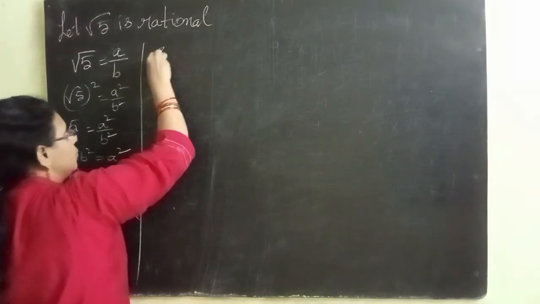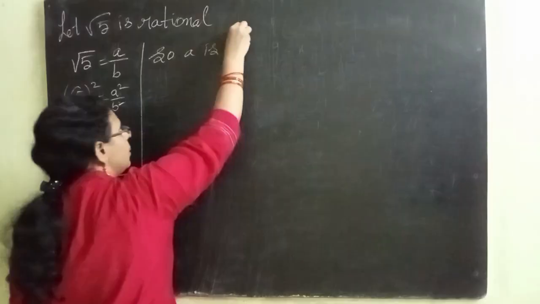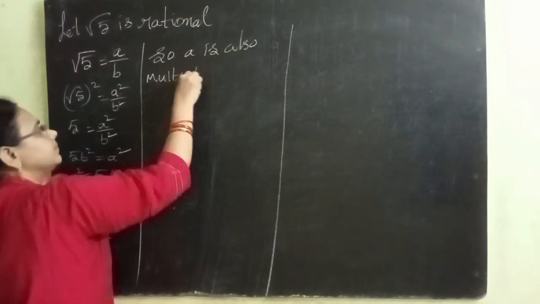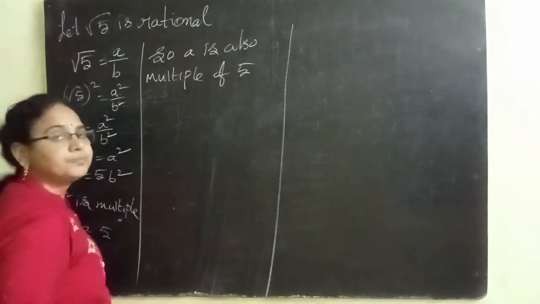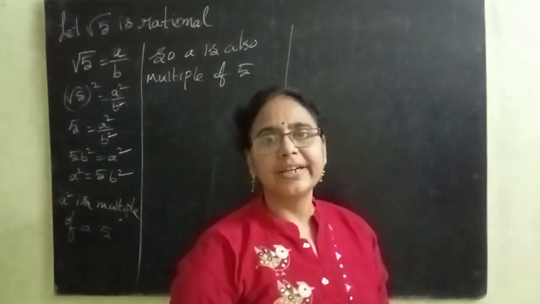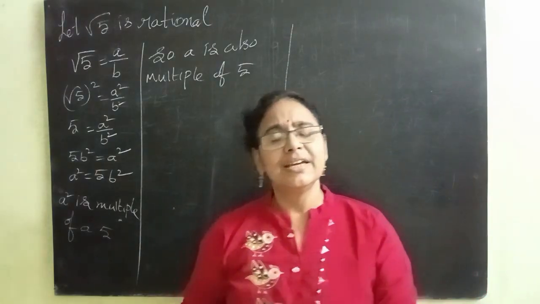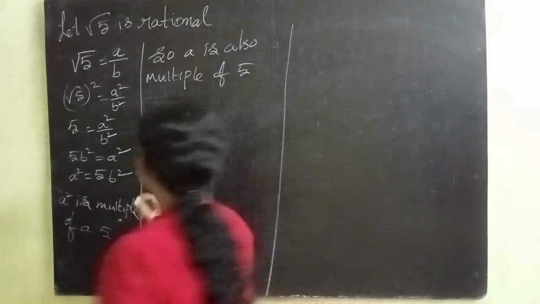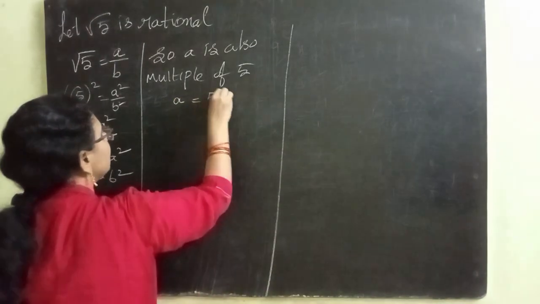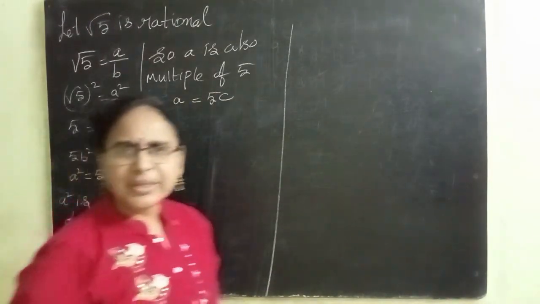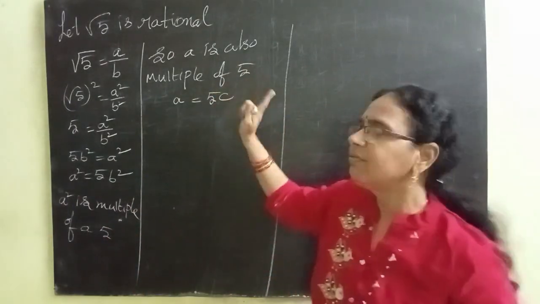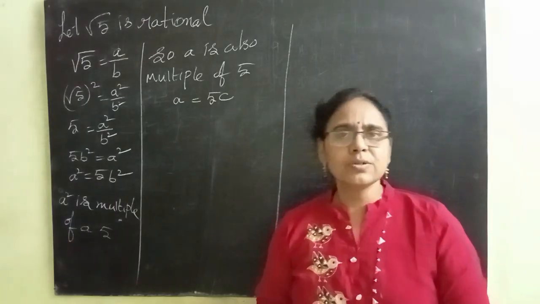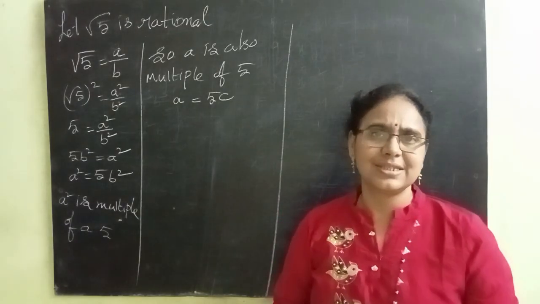So a is also a multiple of 5. If a square is in the 5 table, then automatically a is also in the 5 table. So you assume a is equal to 5c. Why? Because a is a multiple of 5. a is equal to 5 into something, and that something I am assuming as c here.